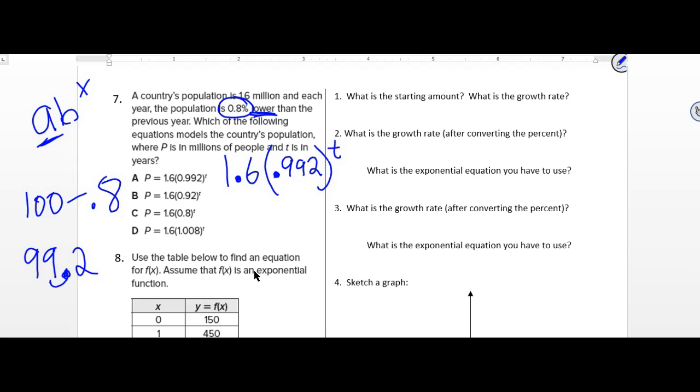I get 0.992, remember, because we have to move our decimal point over 2 places to convert it back from a percent to a decimal. This means the population keeps 99.2% of the people. The country keeps 99.2% of its population each year. Looks like A is our correct answer.